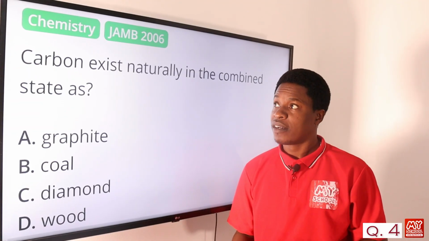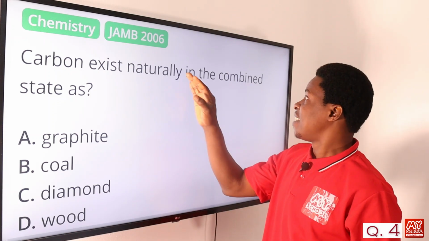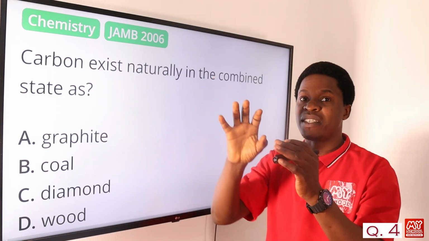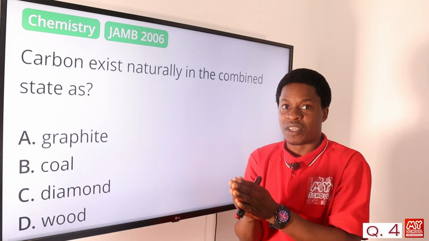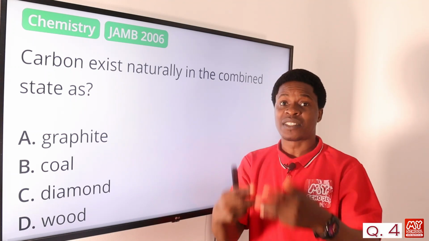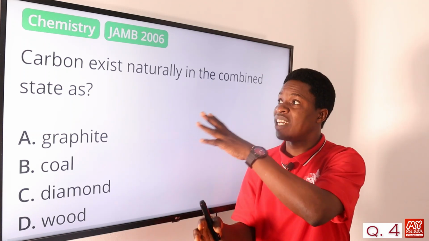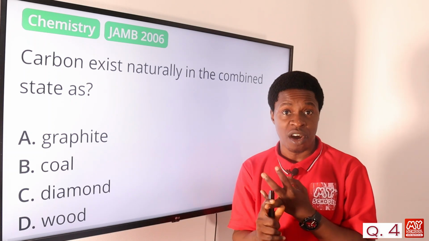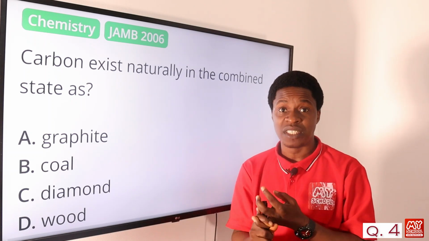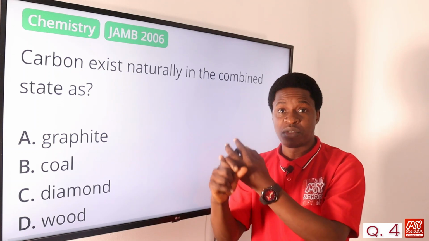Question number 4. Carbon exists naturally in the combined state as what? So which means that in their combined states, okay, where can you find carbon? Okay, there are 3 material substances in which you can find carbon existing naturally. The first one is in fossil fuel, that's in your petroleum, that's in crude oil. We have carbon in the combined state there, of course, with hydrogen and other compounds.